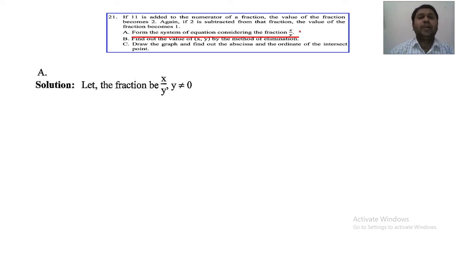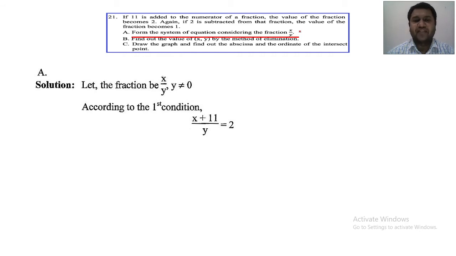The question says if 11 is added to the numerator, so to the numerator I add 11. So x plus 11, and the denominator remains y. That makes 2. Here is the equation: (x plus 11) by y equals 2. From that you can cross multiply: x plus 11 equals 2y. If you keep x and y on the left side and the rest on the right side, it becomes x minus 2y equals minus 11. That is your equation number 1.